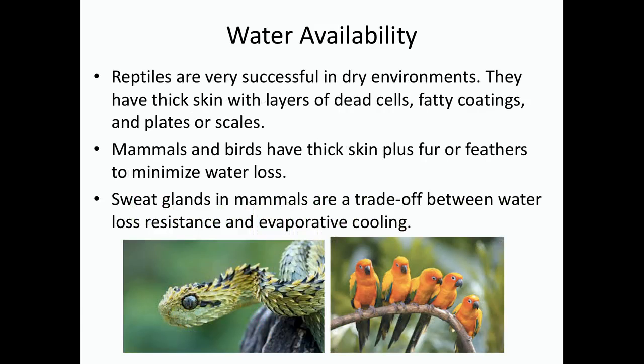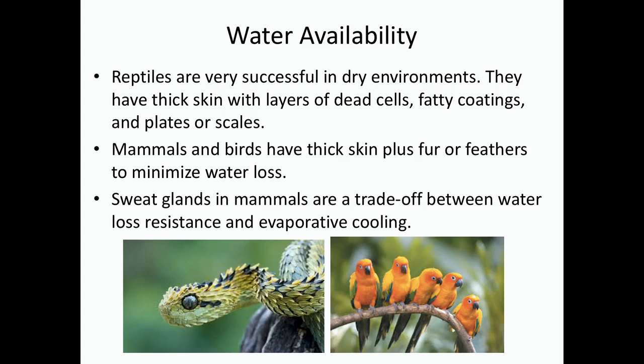Now, we do get organisms that can live fairly far away from water, such as reptiles, and they're successful because they have waterproof skin. They do not have gas exchange across their skin. Instead, they have internal gas exchange through lungs, and that allows them to have layers of dead cells or coatings or plates or scales that prevent them from losing water. Mammals and birds have an additional layer of skin, of fur or feathers, which also helps to prevent water loss.